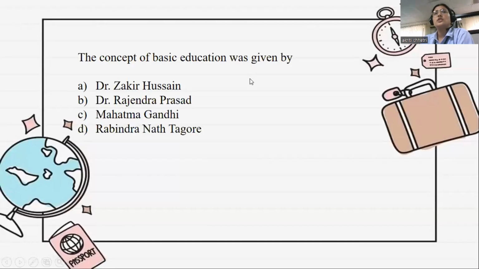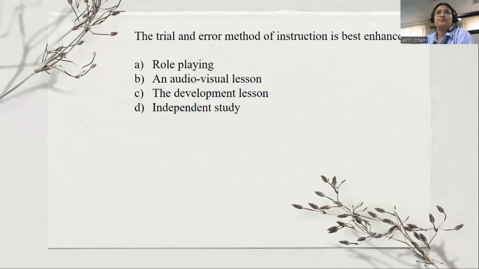Now, next question. The concept of basic education was given by. Basic education means Bunyadi Shiksha, which was given by Dr. Zakir Hussain, Dr. Rajendra Prasad, Mahatma Gandhi, Rabindranath Tagore. And the correct option here is Mahatma Gandhi. Mahatma Gandhi was the one who gave the concept of basic education, which is also known as Bunyadi Shiksha, where the students got their foundational stage of education.